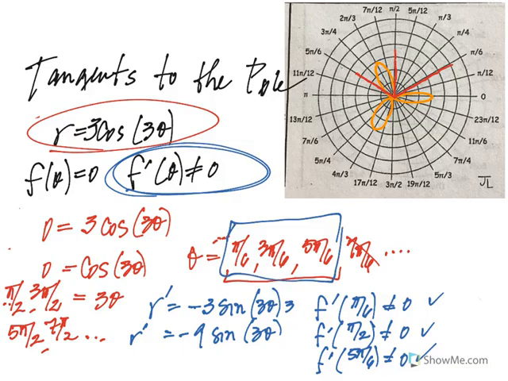Check, check, and check. So these are, in fact, tangents to the pole of this graph right here if I limit it from 0 to 2 pi, which is a way I'm going to have you work it on the test.